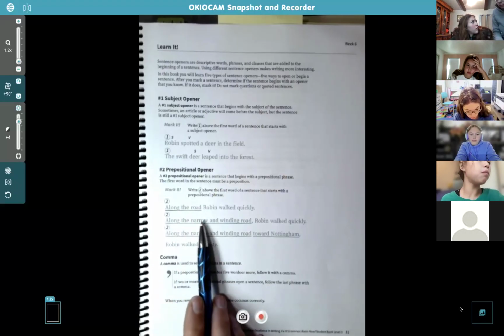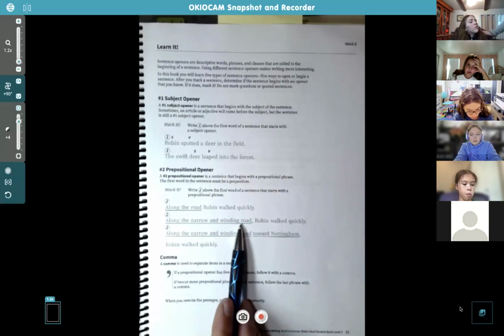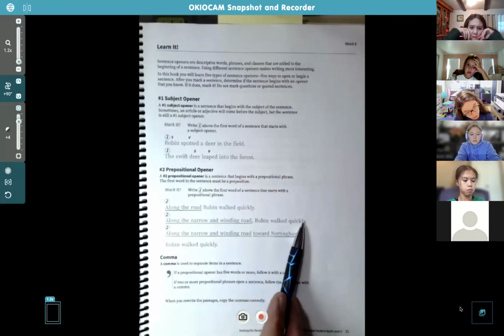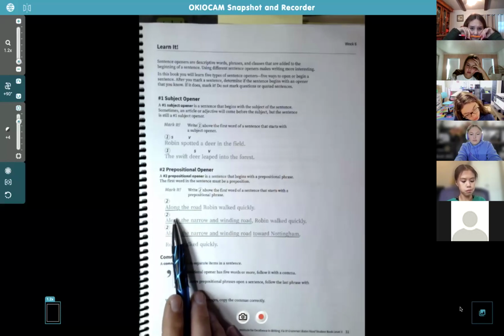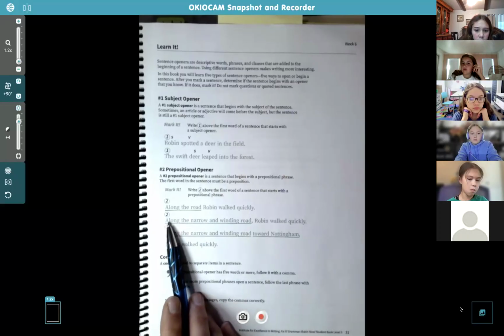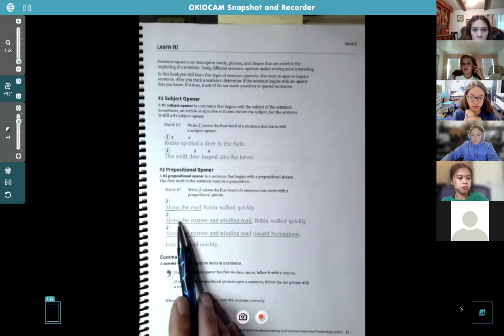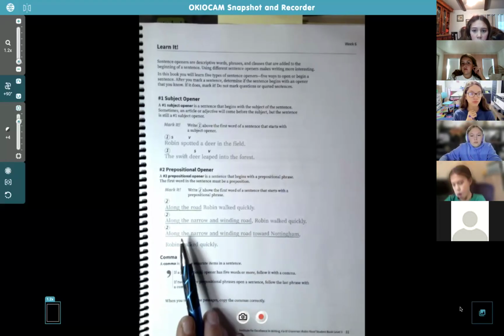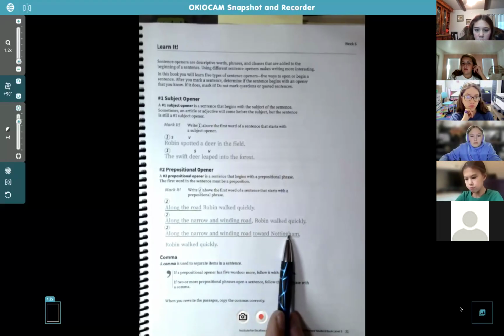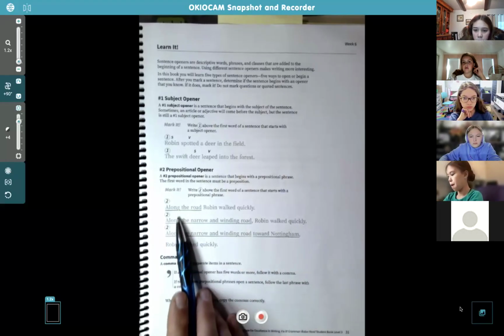Here we have, along the narrow and winding road, Robin walked quickly, another prepositional phrase. So along is the preposition. It has to be the very first word. This time you can't have anything in front of it. No articles, nothing like that. The very first word has to be a preposition for the prepositional opener. And then this example, along the narrow and winding road toward Nottingham, Robin walked quickly. These all have prepositional openers.